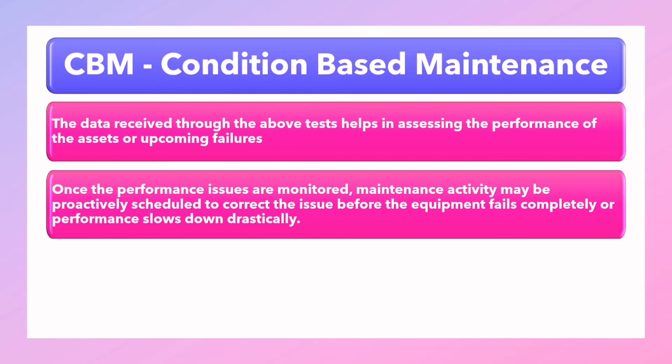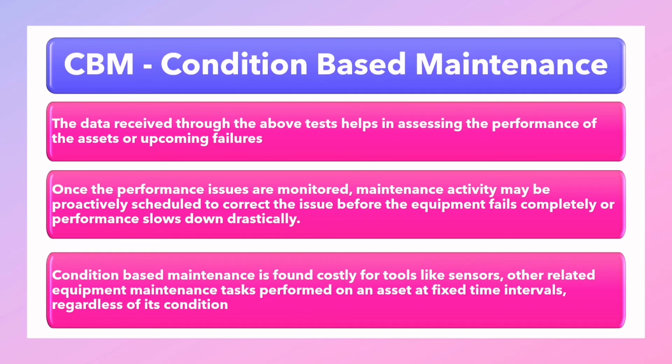Once the performance issues are monitored, maintenance activity may be proactively scheduled to correct the issue before the equipment fails completely or performance slows down drastically. Condition based maintenance is found costly for tools like sensors and other related equipment. Maintenance tasks are performed on an asset at fixed time intervals regardless of its condition.